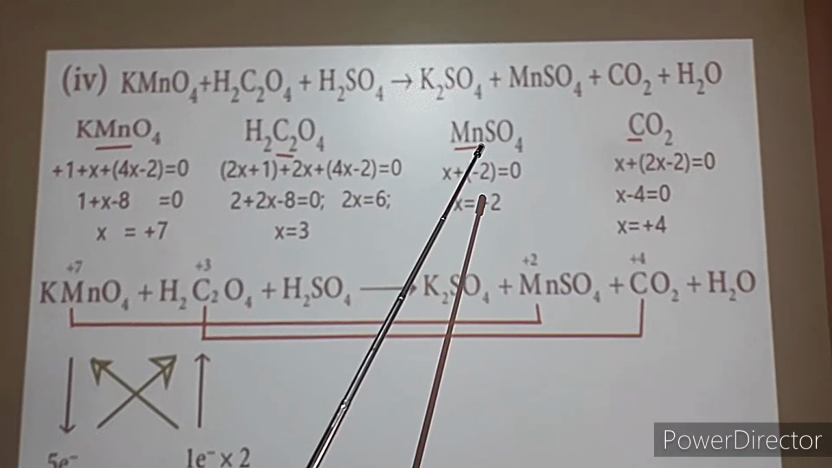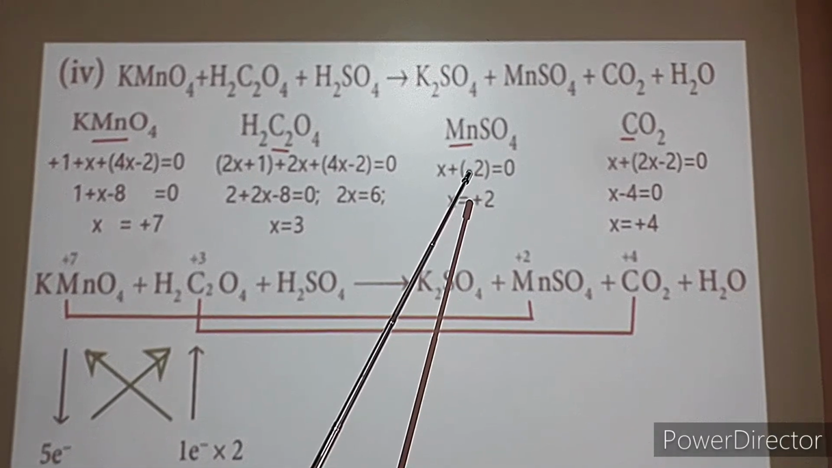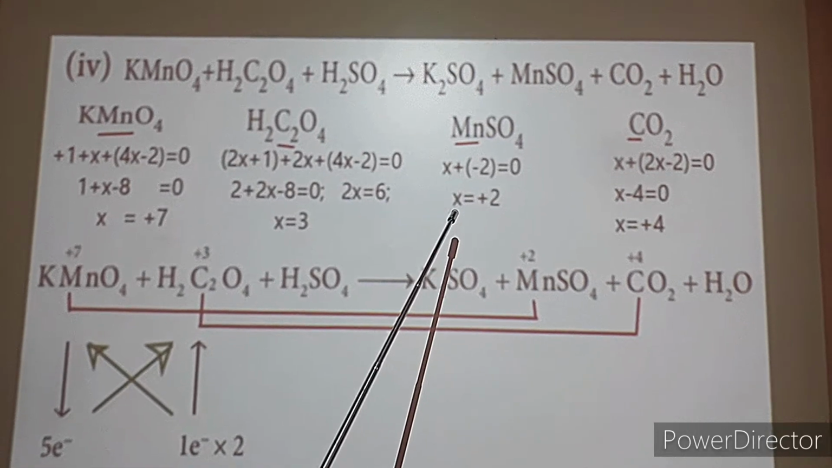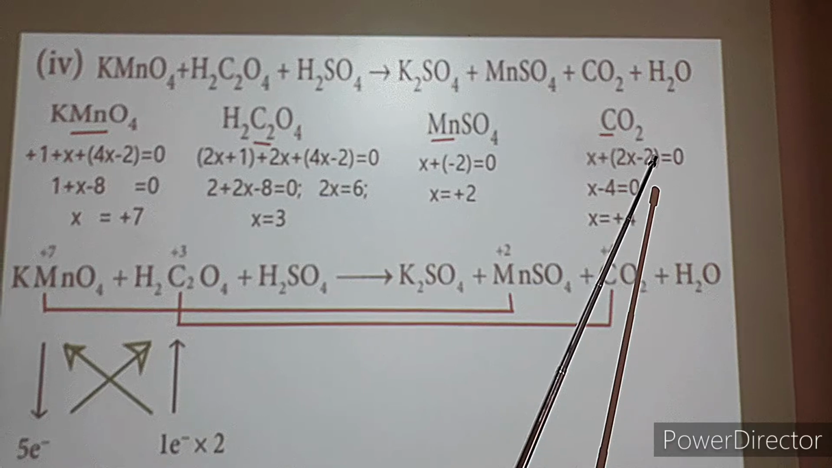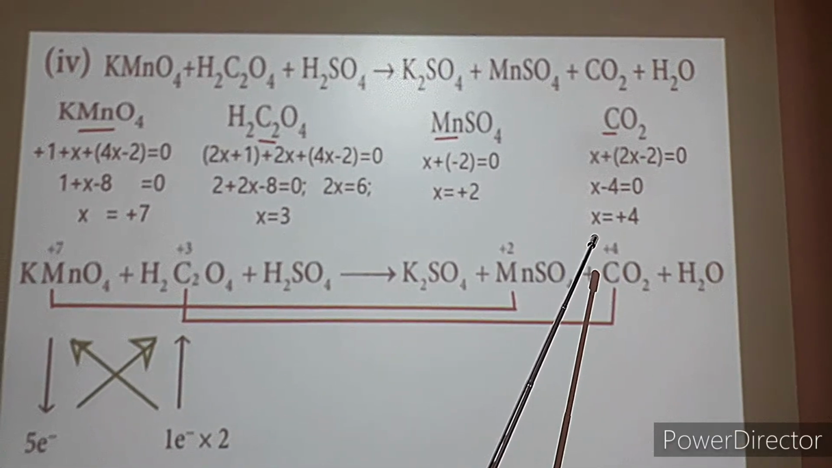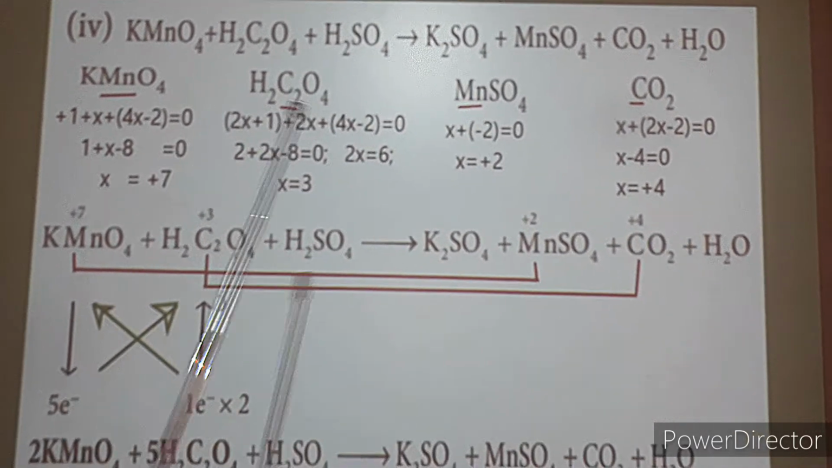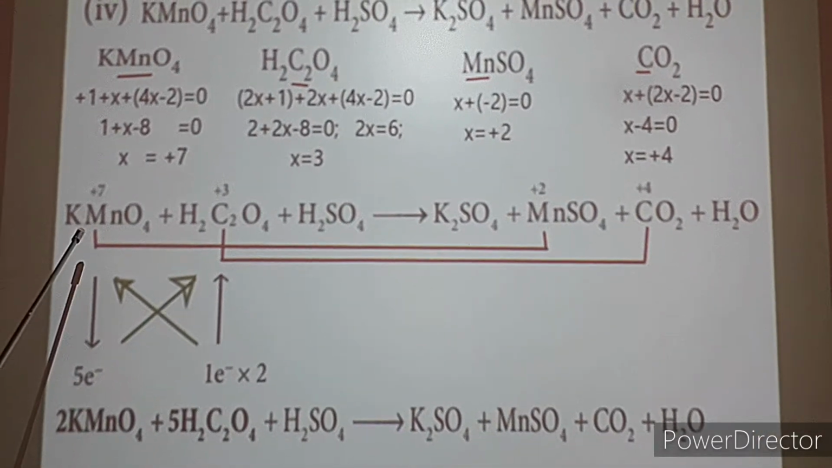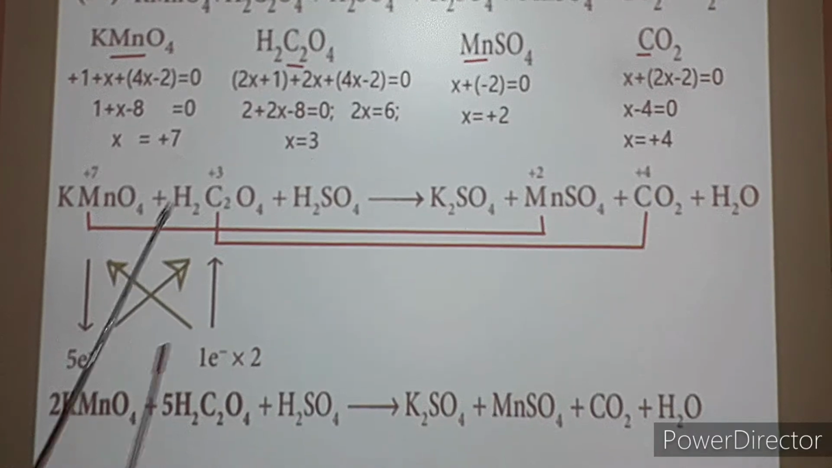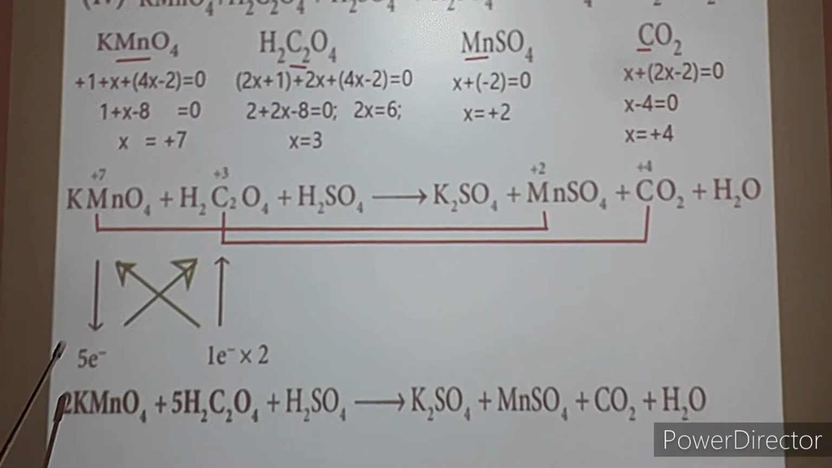And manganese sulfate, we know very well sulfate is minus 2, so put minus 2 here, and the X value is plus 2. And carbon dioxide, carbon X and 2 into minus 2 equal to 0. So we get the carbon X equal to plus 4. After applying this oxidation number in this equation, we see that manganese goes from plus 7 to plus 2. So how many electrons are lost? 5 electrons.